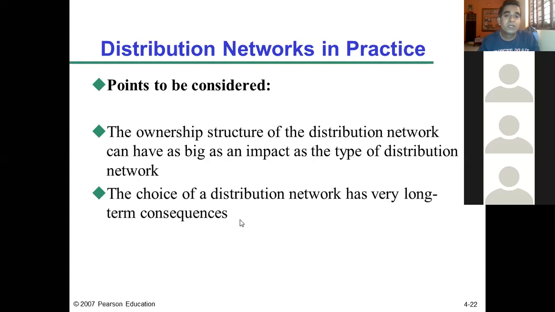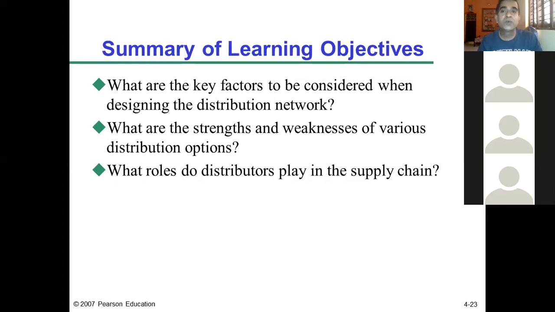Due to this problem, Hewlett Packard delayed starting its online channel. But by that time, Dell became the number one PC maker in America. That is how the choice of a distribution network has very long-term consequences, and it is difficult to reverse in a short time. I hope the points are clear. Let's summarize what we have learned in this chapter. We learned the key factors to be considered when designing the distribution network, the strengths and weaknesses of various types of distribution networks, and what role distributors play in the supply chain.